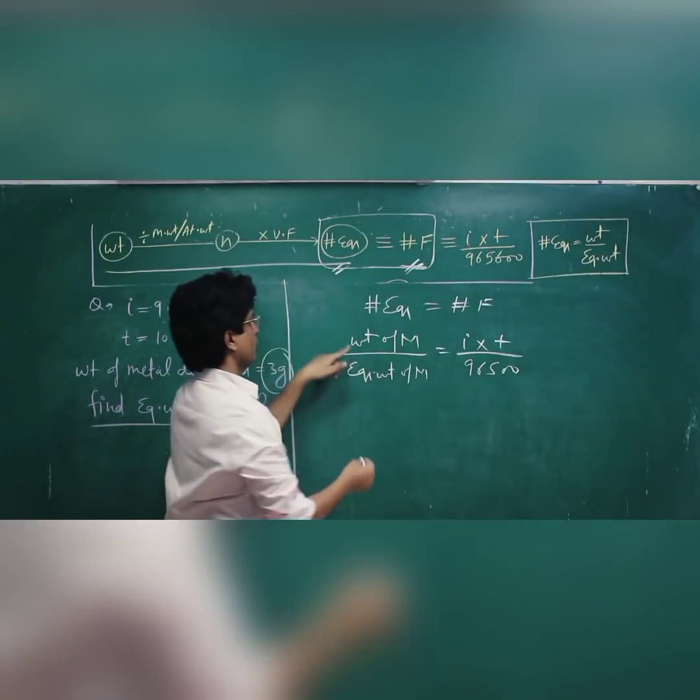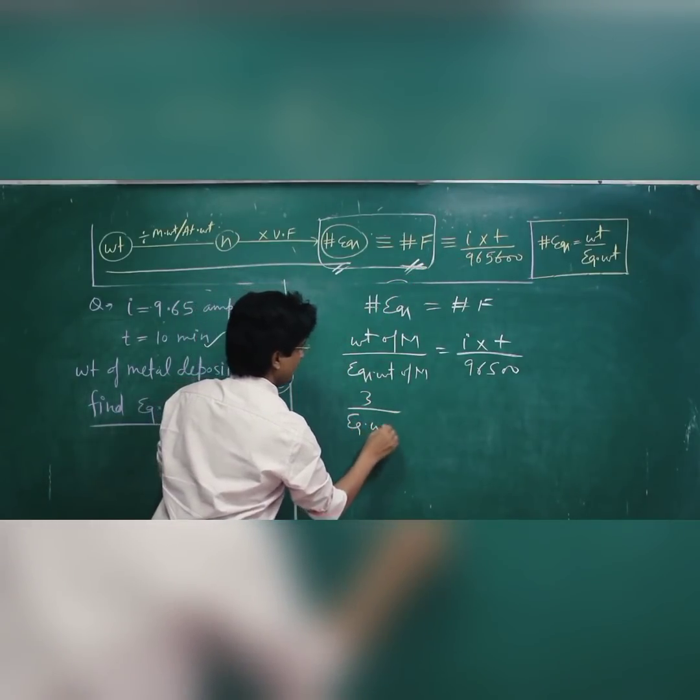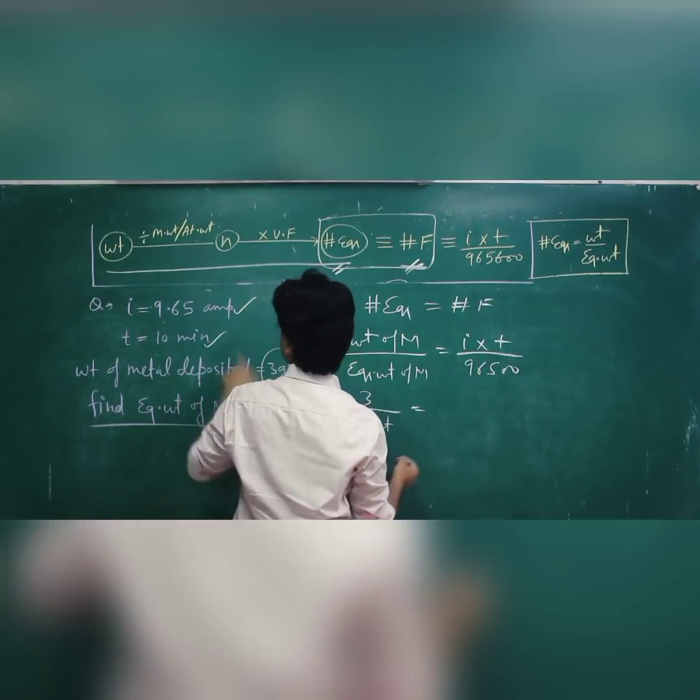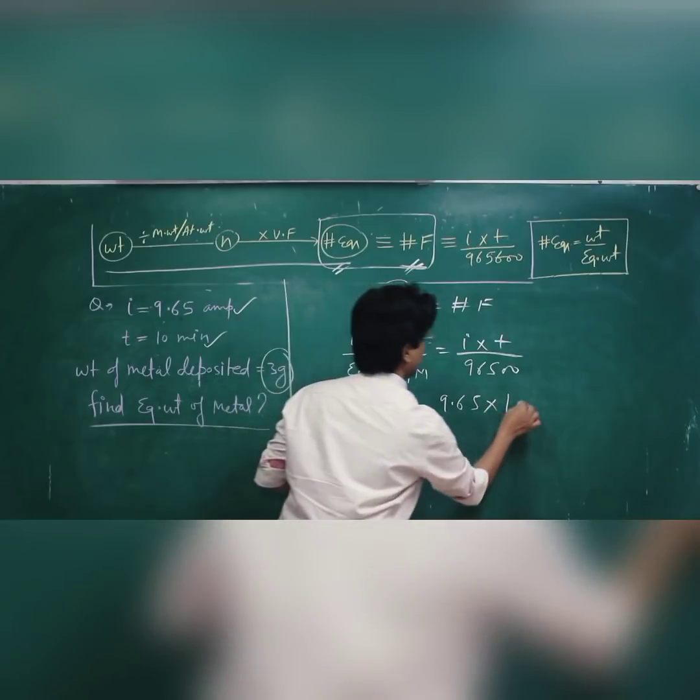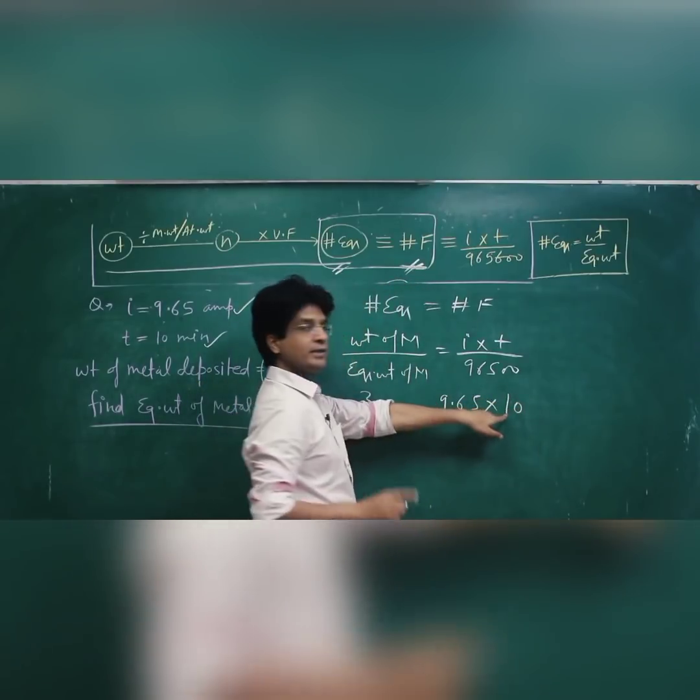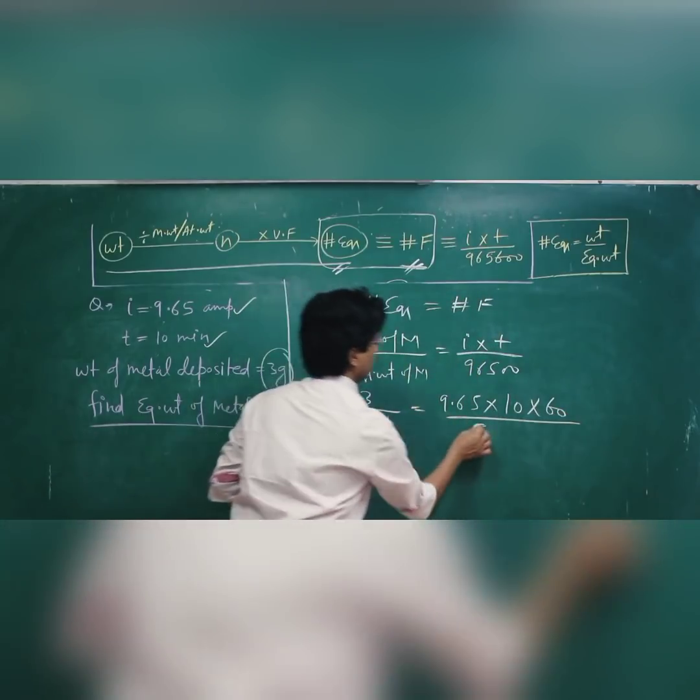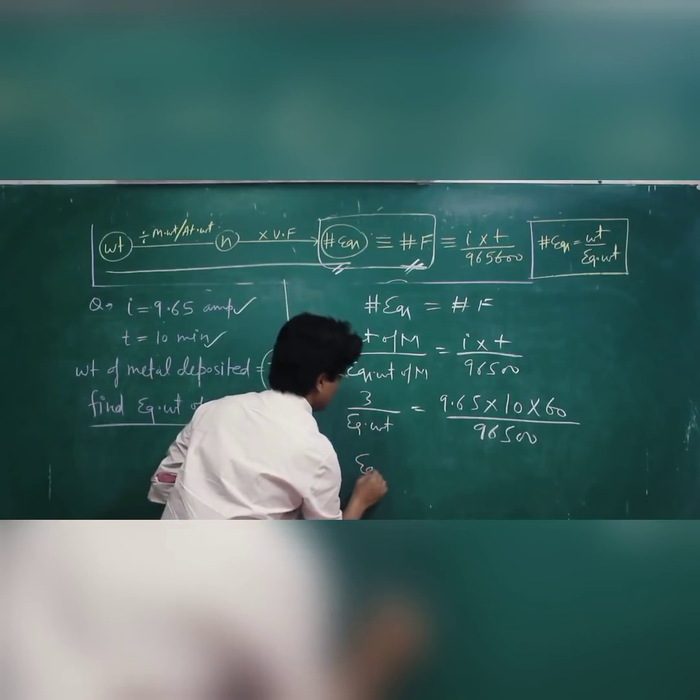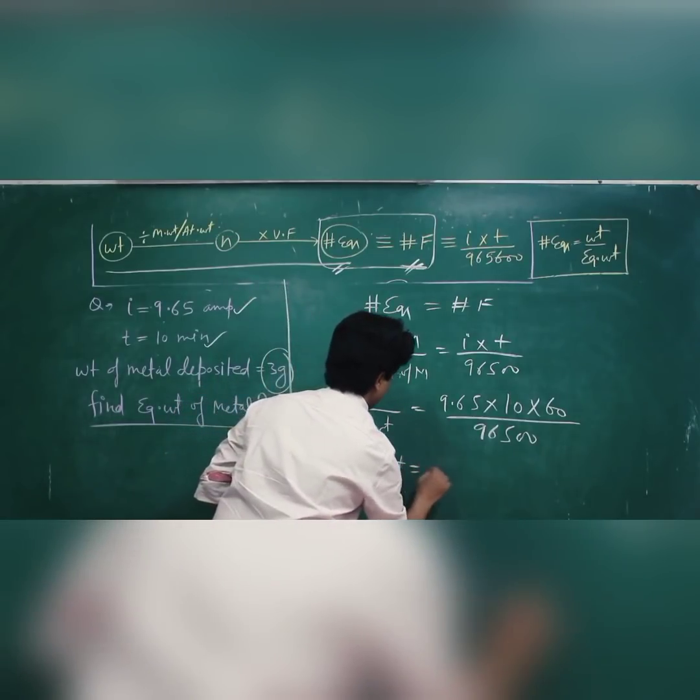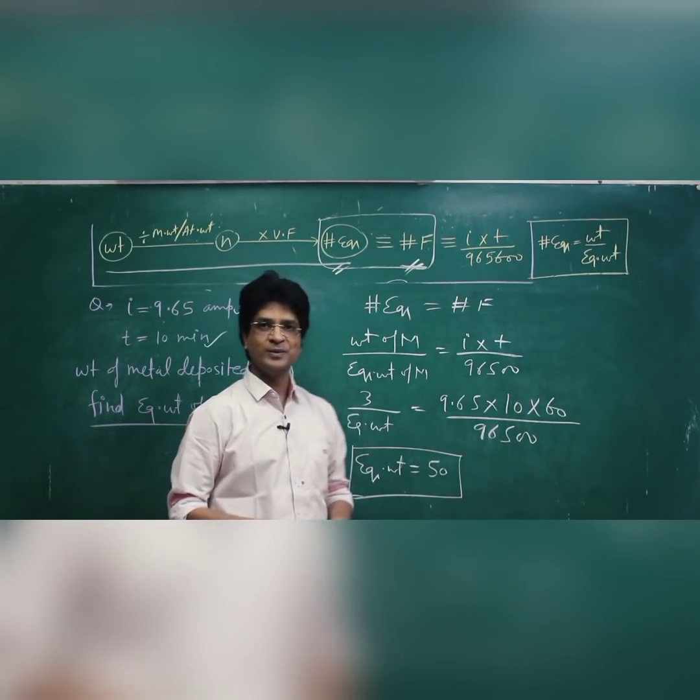96500. Okay. Weight of metal is given as 3 gram. 3 upon equivalent weight should be equal to I, which is given as 9.65. Time is given as 10 minutes. You can see that. Convert this into seconds by multiplying by 60 upon 96500. Okay. So when you solve it, you will find that equivalent weight is 50. It will be 50. Okay.